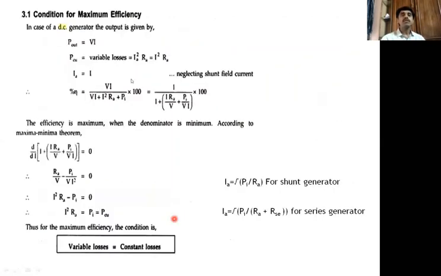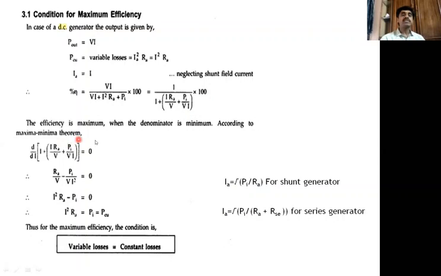So what is the condition for maximum efficiency? We know the output power is equal to V into I for a generator. What are the copper losses? Variable losses, Ia square Ra. If you neglect the shunt field current, then Ia is equal to I, the total current, therefore I square Ra. So the efficiency is equal to output VI by output plus copper loss plus constant loss. If you simplify this, it becomes 1 by 1 plus I Ra by V plus Pi by VI, into 100.